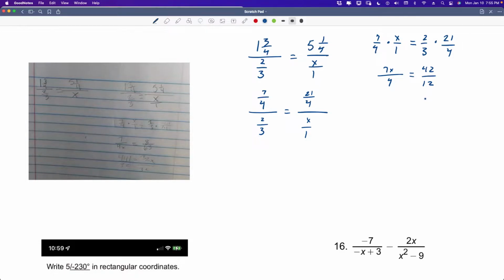Cross multiply again. 7x times 12 is 84x. That equals 4 times 42 is 168. When we divide both sides by 84 to get x by itself, we get 2. And that is the answer. All you have to do is type in the number 2. You don't have to type x equals, just the number 2 into the system, okay? That's how we solve this problem.